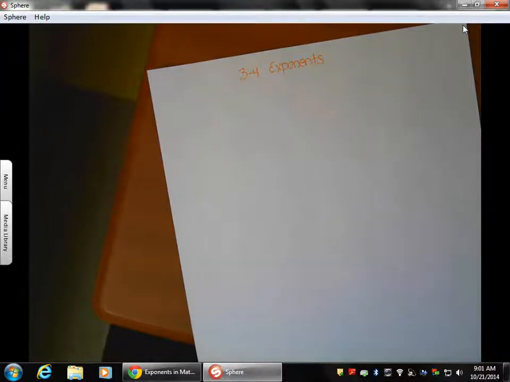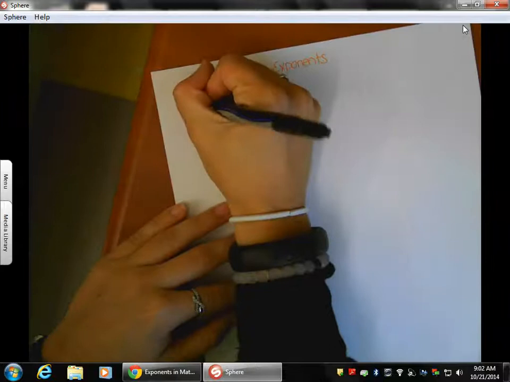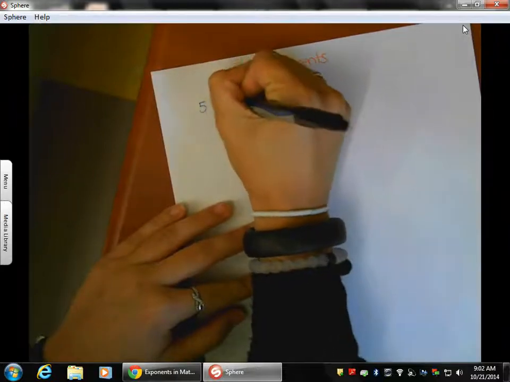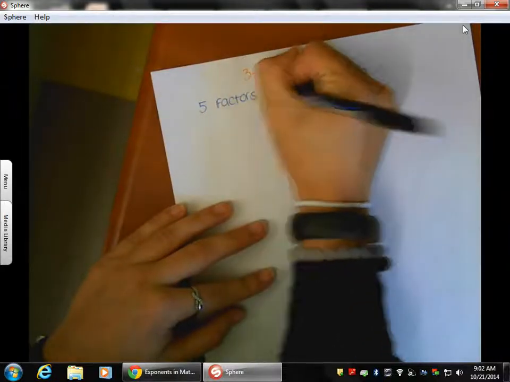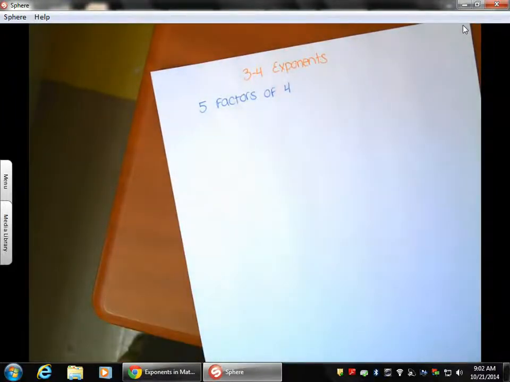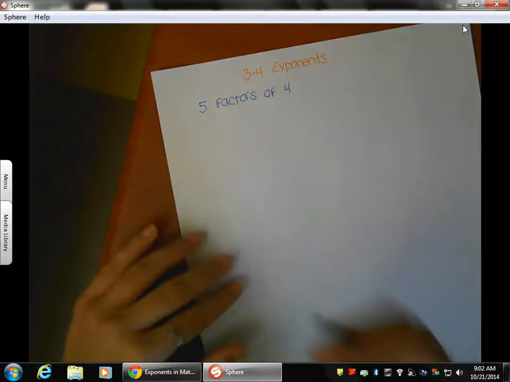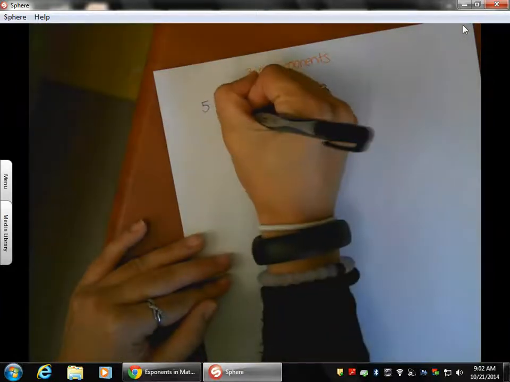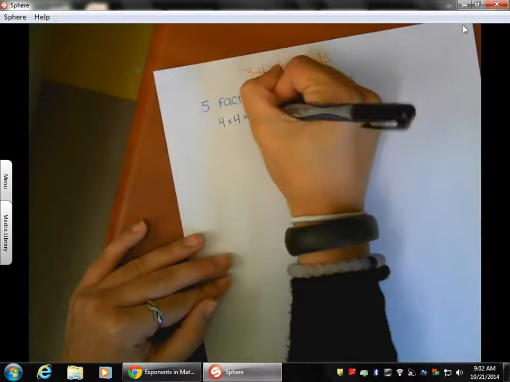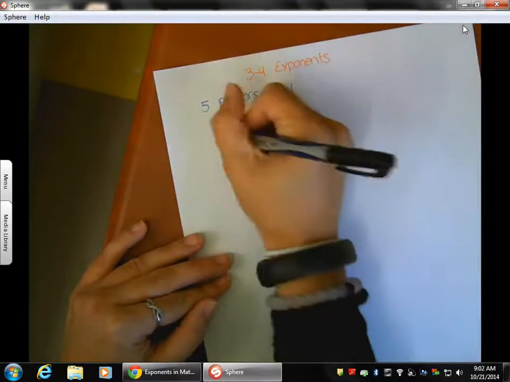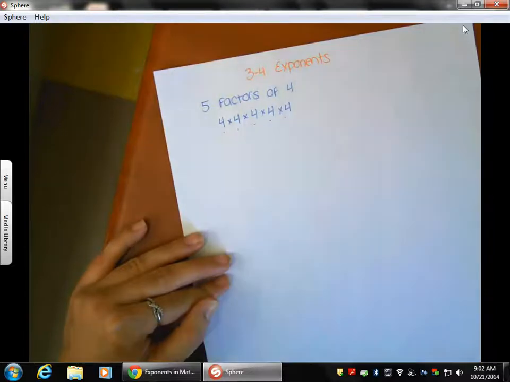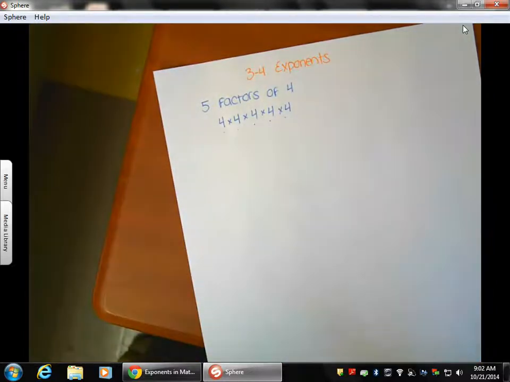So, say we multiplied 5 factors of 4. A factor is that number that we multiply. So we want to multiply 5 factors of 4. This is another way of saying we want to multiply 4 5 times. We could write this out in a long way. We could say 4 times 4 times 4 times 4 times 4. 1, 2, 3, 4, 5 times. Okay? That's a long way to write it. That is a very expanded form.